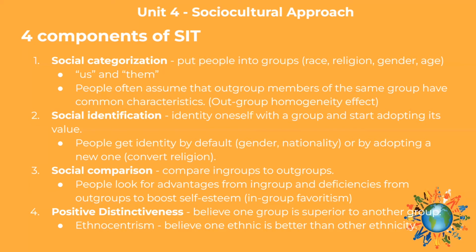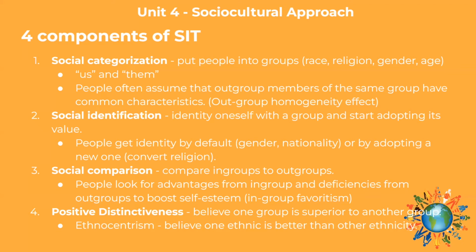As for social comparison, this is when you compare your in-group to the out-group. So people tend to display in-group favoritism by looking for advantages from their own group and deficiencies from the outside group, so the opponent group. And all of this comes down to needing a boost in self-esteem. That's why you look for the advantages, so you look better than the other group. And the goal of social comparison is to reach positive distinctiveness.